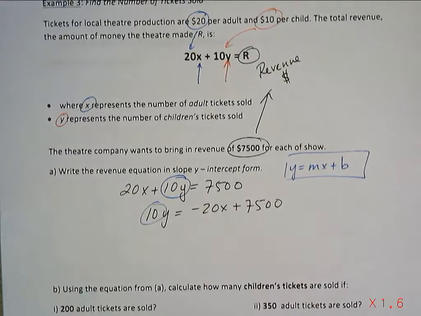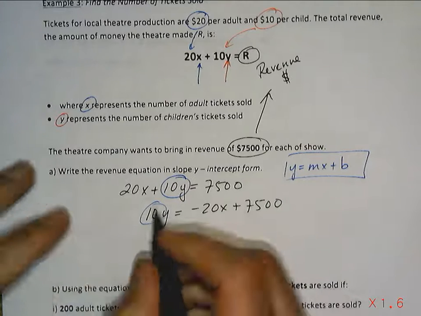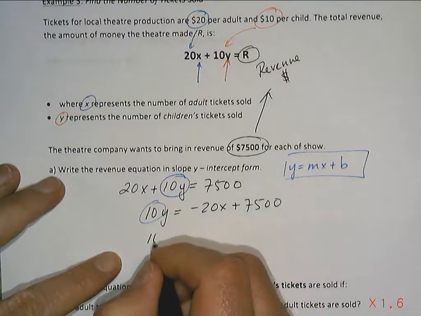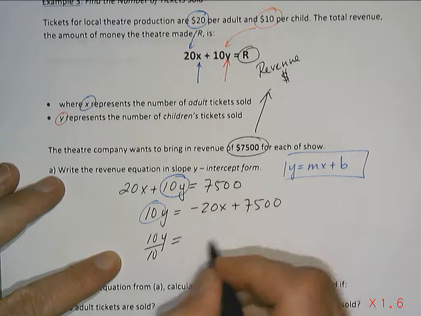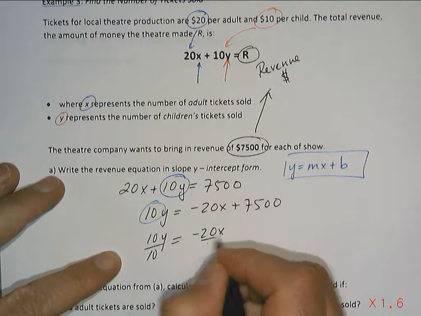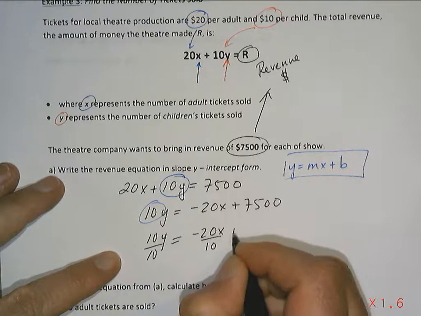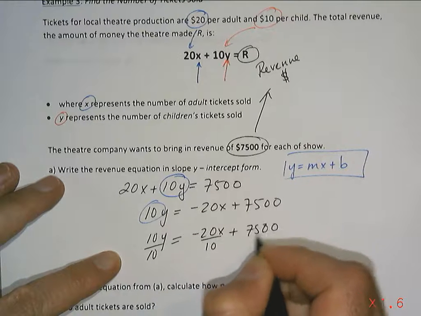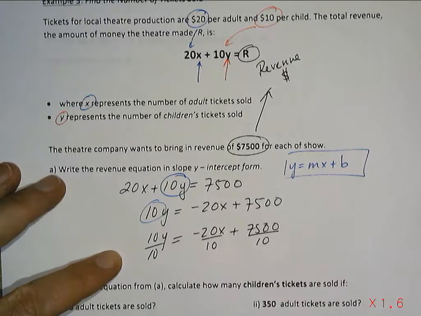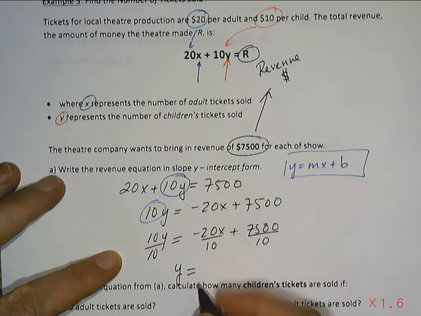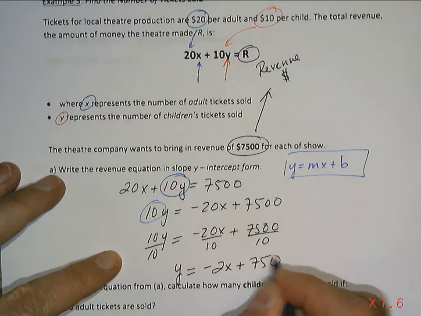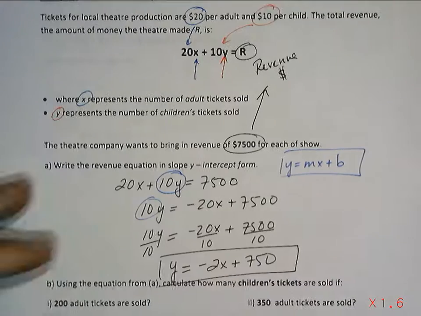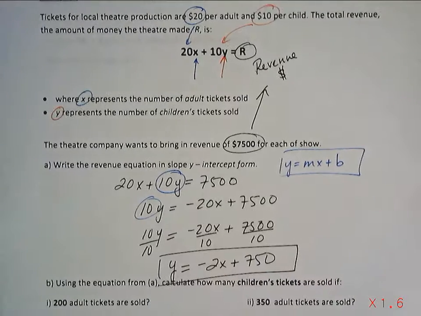Next, I want to get rid of that 10. What's the 10 doing to the y? Multiplying. So we're going to divide by 10. Well, dividing this whole side by 10 is the same as dividing the first term by 10 and the second term by 10, which will give me a final answer of negative 2x plus 750.